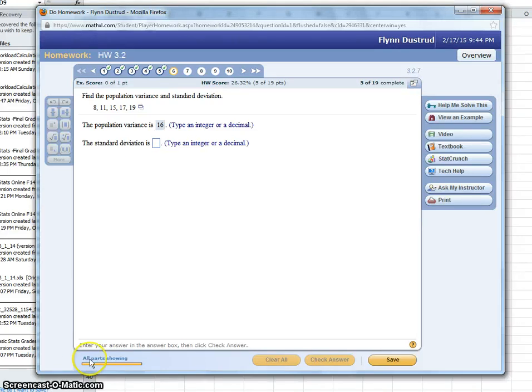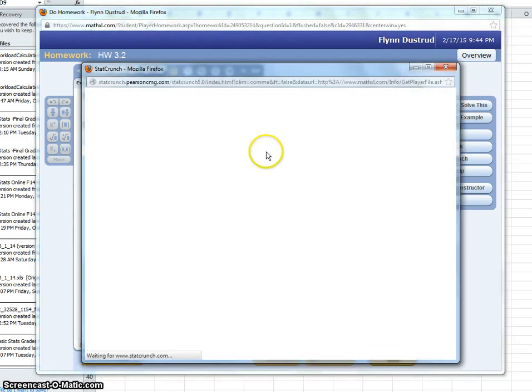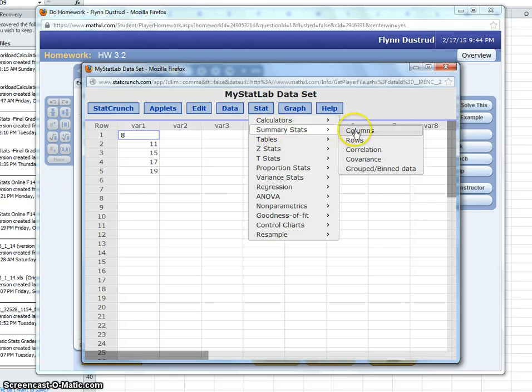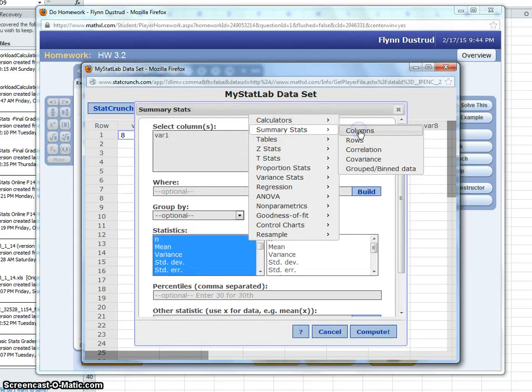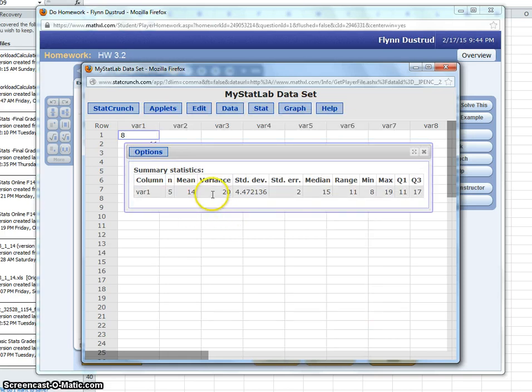Hi everybody. One thing I want to let everybody know is that for some of the problems, you may not be able to use StatCrunch to do the summary stats. For example, if you click on this and go open in StatCrunch, and then click on Stat and Summary Stats, if I click Compute here, it gives me a variance of 20. Now, that would be the sample standard deviation.